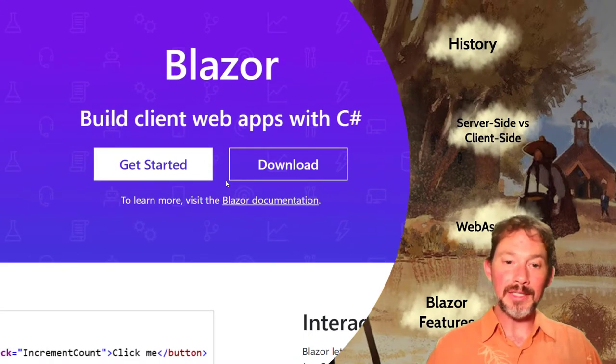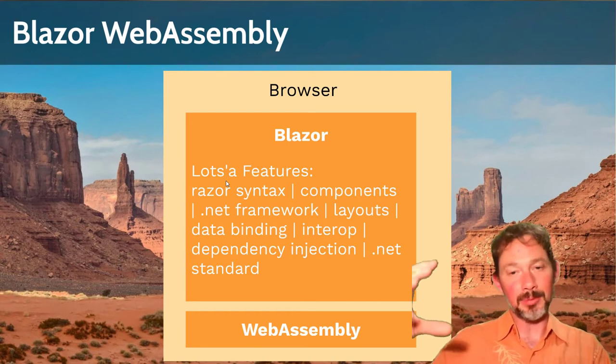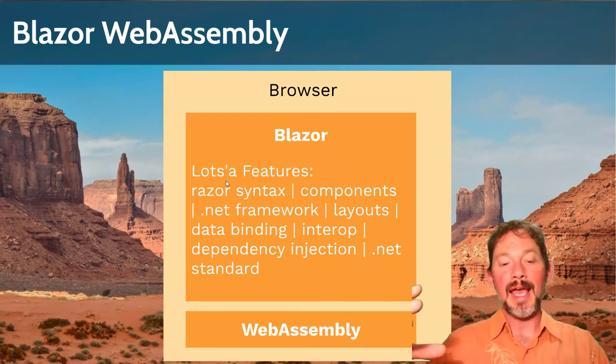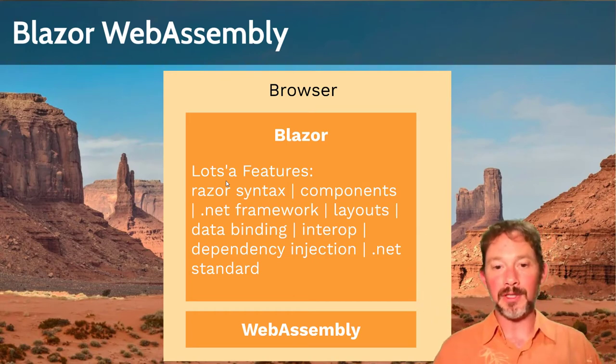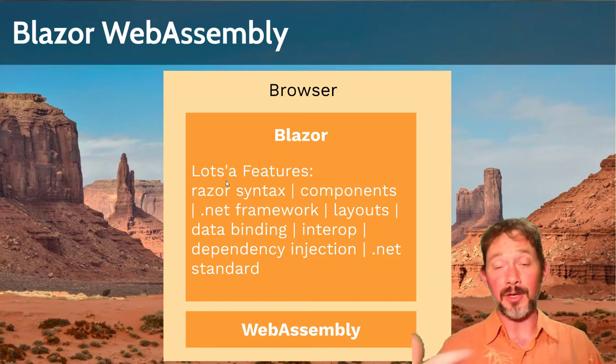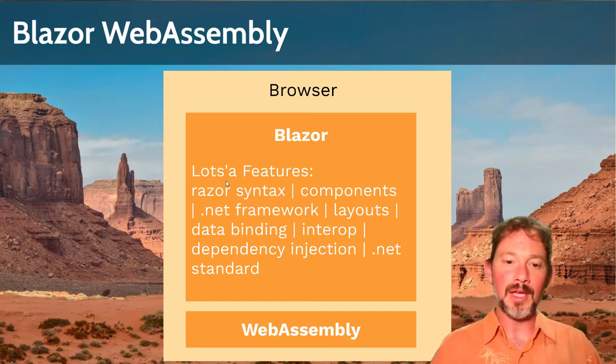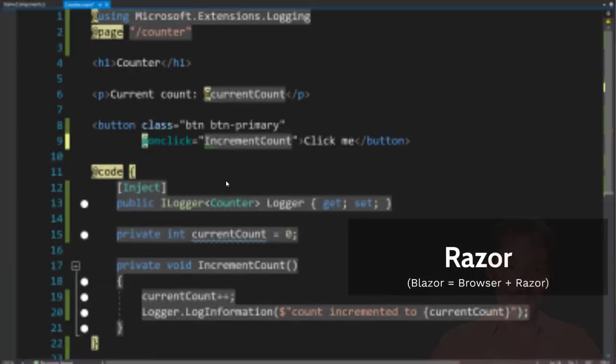All right, Blazor features. So Blazor is a technology that sits on top of WebAssembly, right? And it gives you a whole bunch of features that are in addition to just compiling a language down into bytecode that can be read by the browser. So I'll get into all of these.